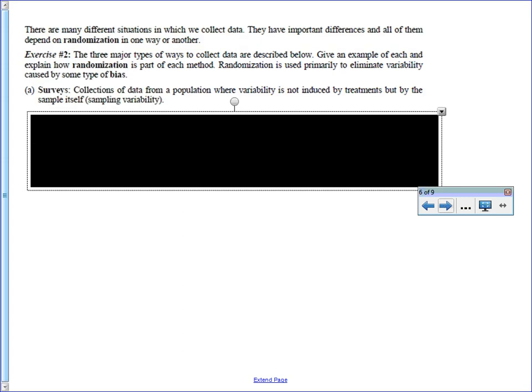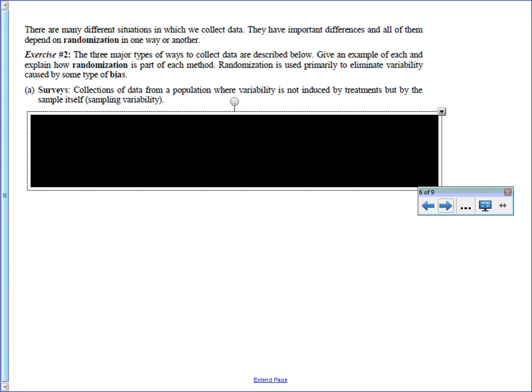Okay. There are many different situations in which we collect data. They have important differences, and all of them depend on randomization in one way or another. So exercise 2. The 3 major types of ways to collect data are going to be described. And I'm going to again show you my own examples, but then I want you to come up with your own examples.